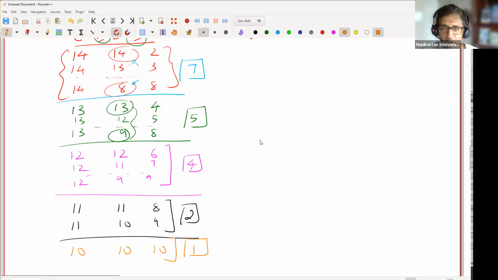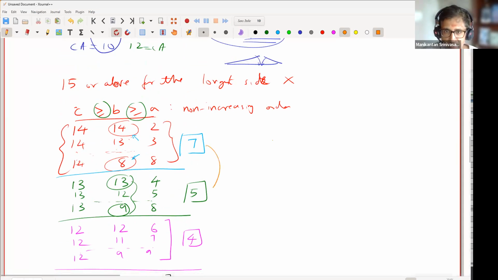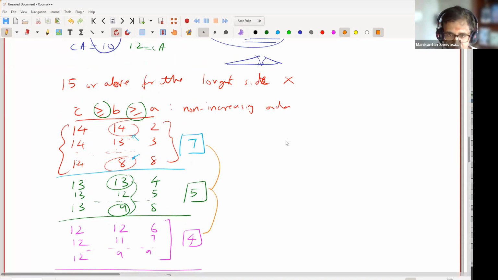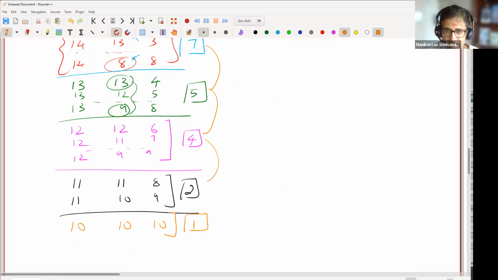And then you literally add all of these, right? Which is not very difficult. So 7 plus 5, 12, plus 4, 16, plus 2, 18, plus 1, 19 numbers. All right? So there are 19 triangles possible. This is clear. 19 triangles possible.